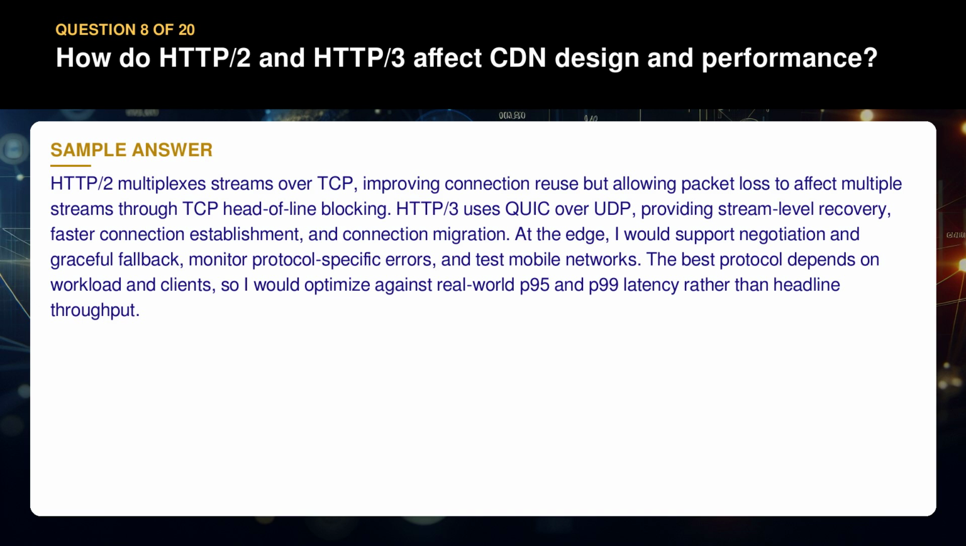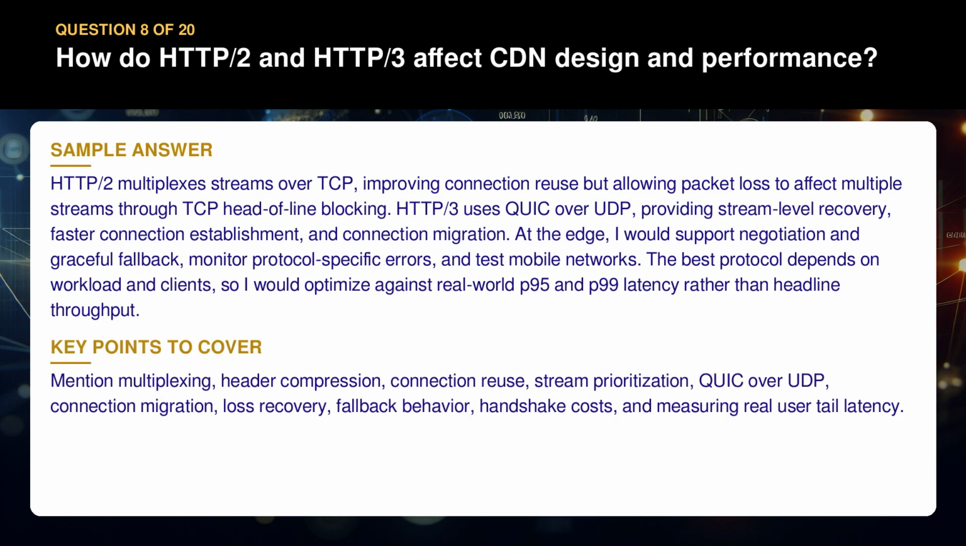The best protocol depends on workload and clients, so I would optimize against real-world P95 and P99 latency rather than headline throughput. Mention multiplexing, header compression, connection reuse, stream prioritization, QUIC over UDP, connection migration, loss recovery, fallback behavior, handshake costs, and measuring real user tail latency.